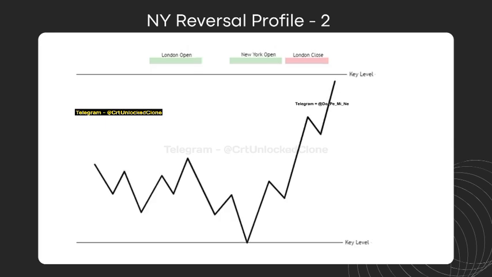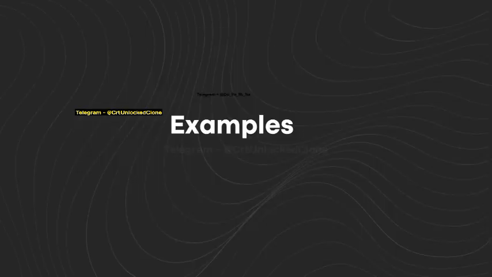This is how it would look based on lower time frame market profiles. Price ranges the whole first half of the day without any significant move, and then during New York it has a manipulation profile, and then after testing that key level it expands higher, which looks like a reversal on the higher time frame. Now let's discuss some examples before we end this chapter.